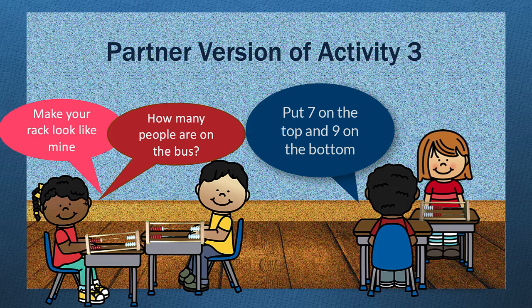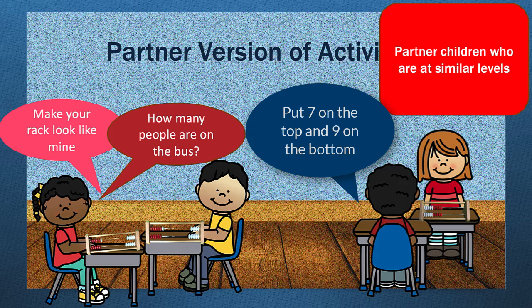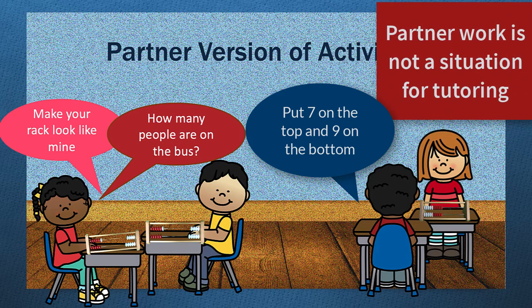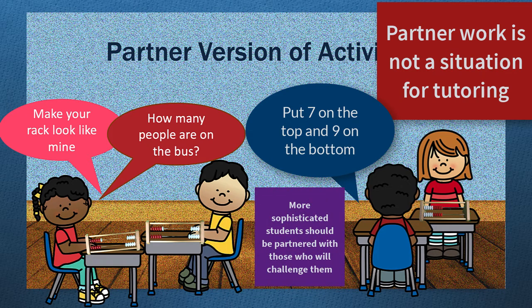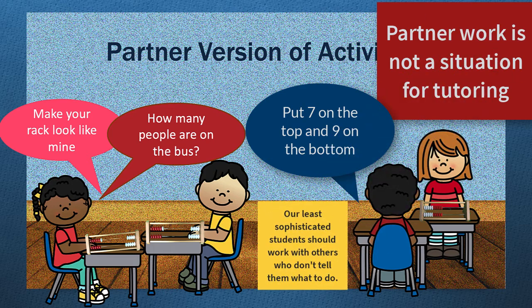It is essential that teachers understand an important principle that undergirds our approach to partner work. It is that each child is partnered with another child at a similar level of conceptual understanding. Partners should be close to each other conceptually. When students of very different conceptual understandings are partners, little learning takes place. In our approach, partner work is not a situation for tutoring. Our more sophisticated students need to be partnered with others that will challenge them, and our least sophisticated students need to work with others that don't tell them what to do.